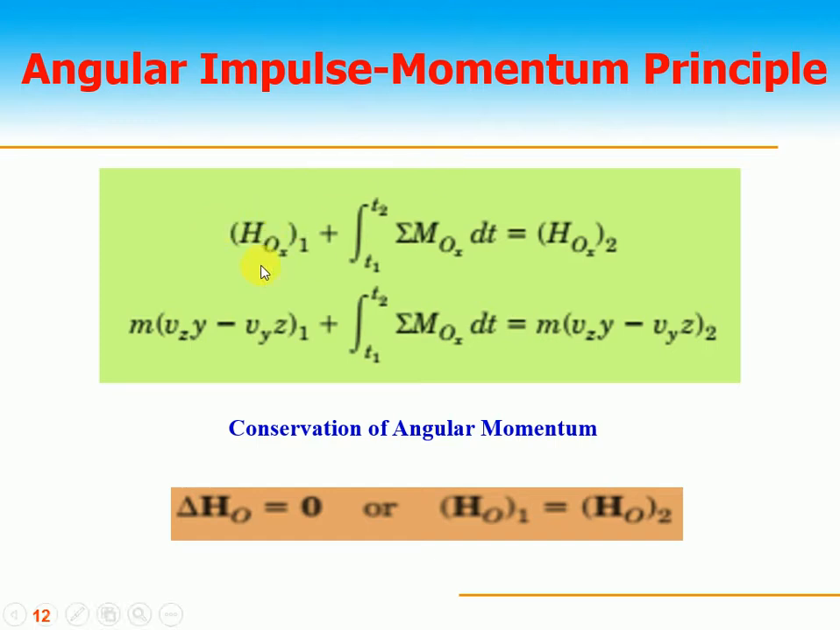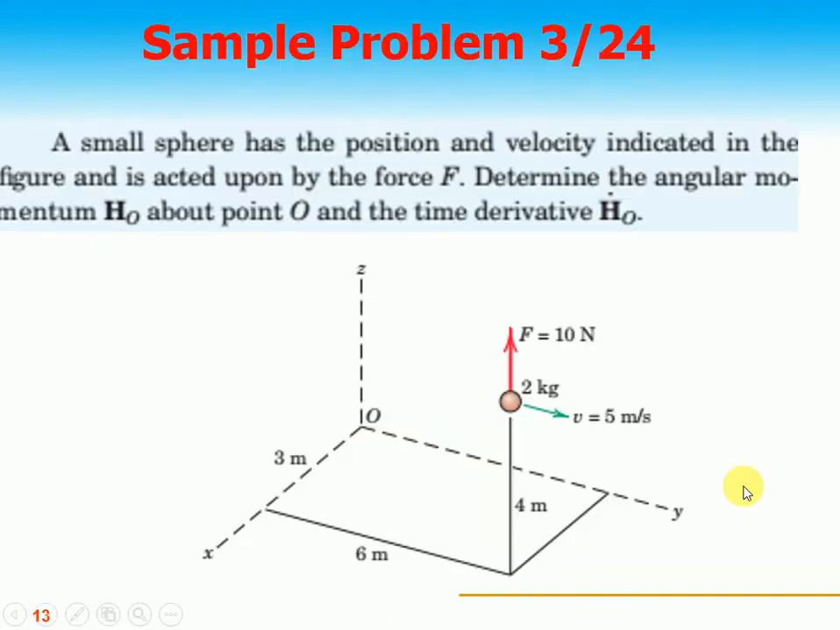So the initial momentum about a fixed point, plus the impulse from t1 to t2 of the summation of M naught dt, is equal to the final momentum. Or in the yz plane, the angular momentum at position 1 plus the impulse is equal to the angular momentum at the other position. Conservation of angular momentum: angular momentum is of course conserved for an isolated system, so the change in momentum is 0, or the initial momentum is equal to the final momentum.